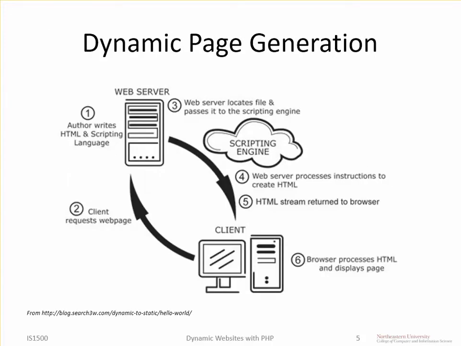So here's the overall process of how this happens. So the first thing, of course, that happens is an author, a programmer, has to write dynamic HTML, meaning HTML mixed with scripting language. Then when the client, the user on the browser, requests the web page, the web server then locates that file and passes that file that contains the program to the scripting engine, typically PHP. The web server then processes the instructions of the scripting engine, creates an HTML file, and then streams the HTML file back to the browser.